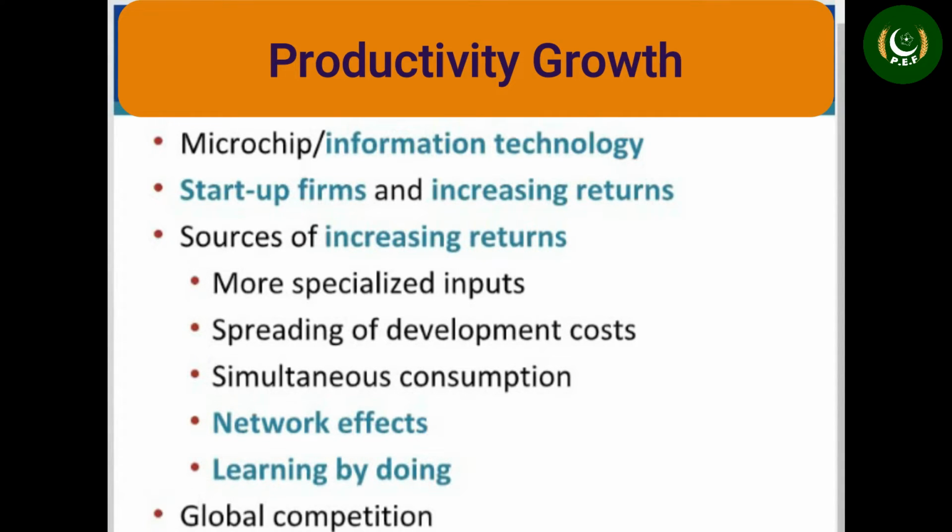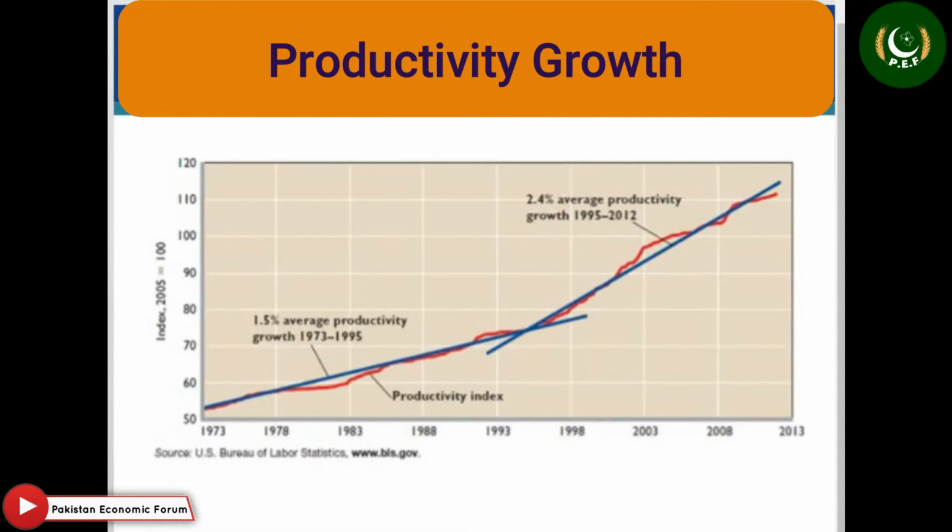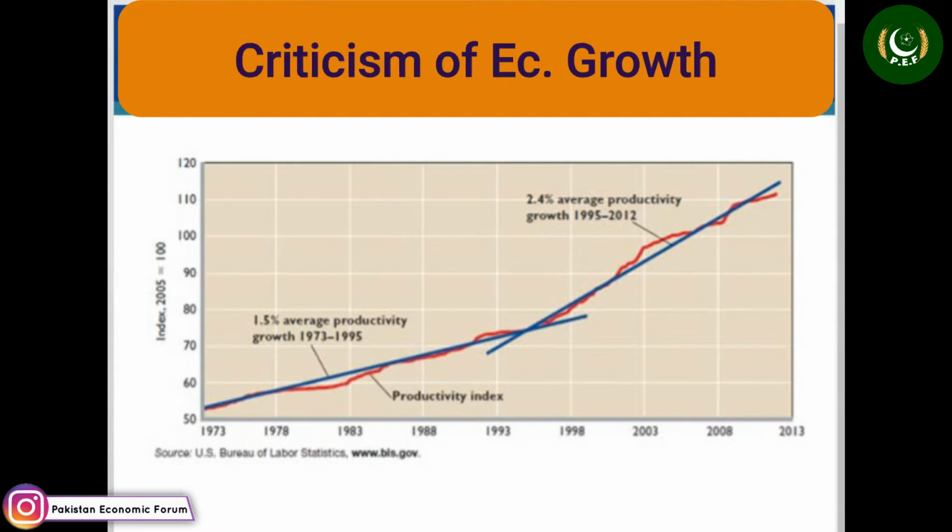This graph reflects the growth in U.S. productivity between 1973 and 2012. Average productivity was 1.5% until 1995. But after 1995, the average productivity growth rate increased to 2.4%.